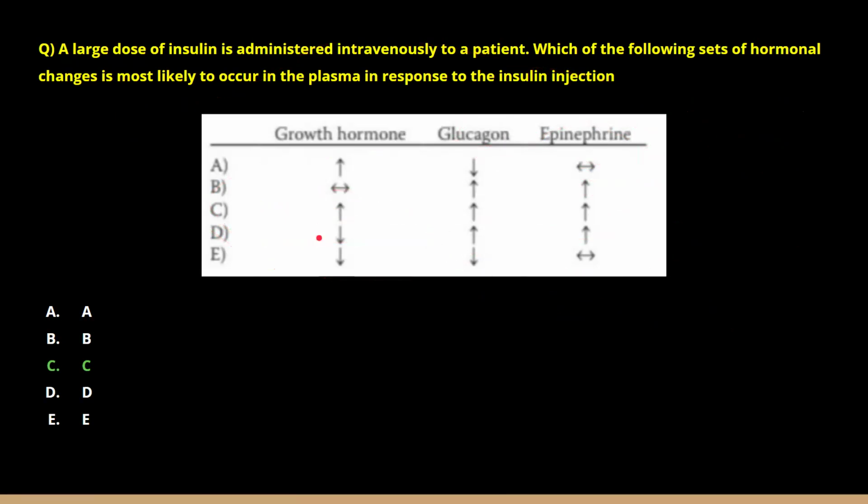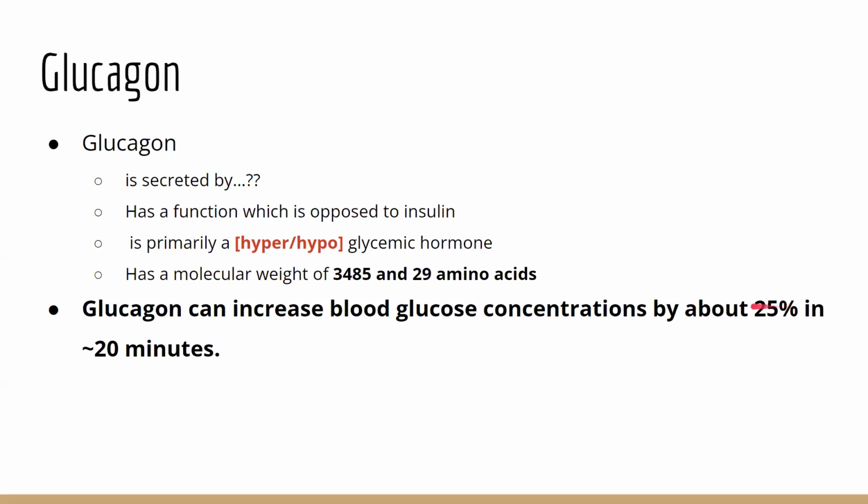But growth hormone and cortisol take time to respond. Glucagon and epinephrine are pretty quick. Within minutes, you have a huge response of glucagon. Glucagon is secreted by, if you remember, we mentioned it earlier in histology, the alpha cells, and it has a function which is opposed to insulin. So whatever insulin does, glucagon wants to do the opposite. Is it primarily a hyperglycemic or hypoglycemic hormone?